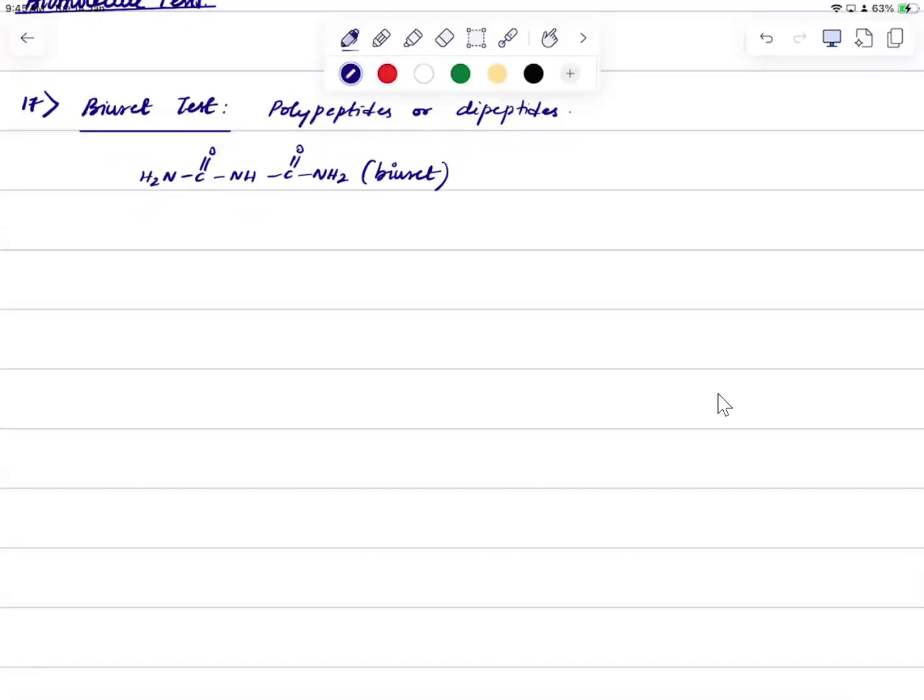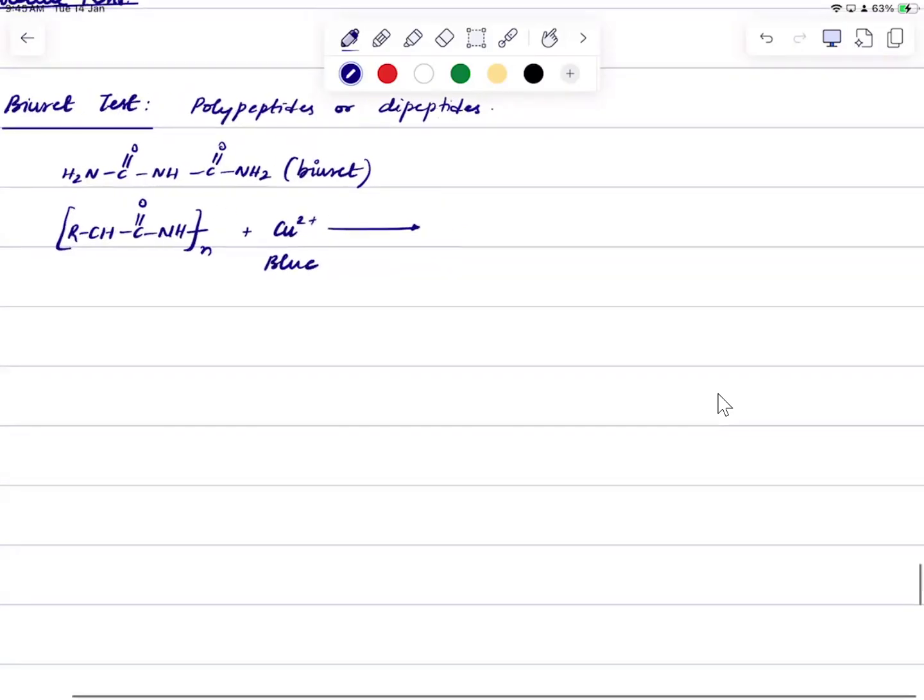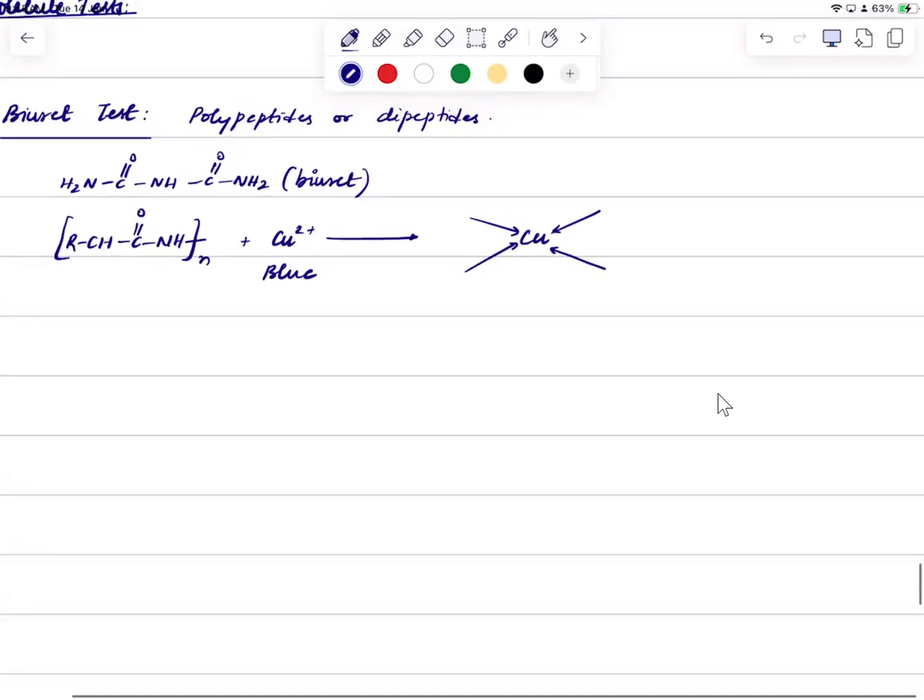Okay. So if you have this Biuret form, we can have this as R, CH, C double bond O, NH. These NH connections are n times here, plus copper 2 plus. Copper 2 plus, which was originally a blue colored solution, is now converted into a complex, got it, where it gets connected from all the directions here, where you have nitrogen, nitrogen, nitrogen, and nitrogen.